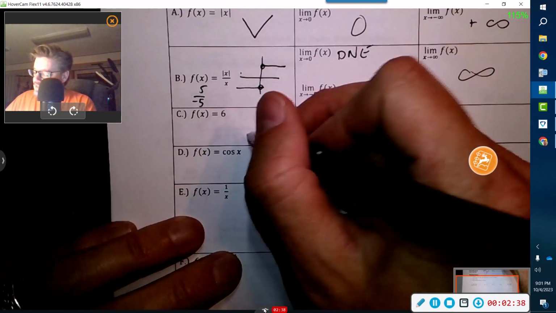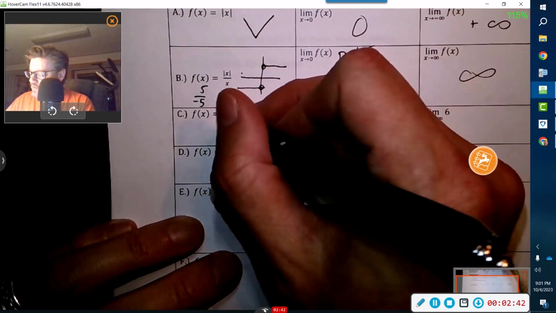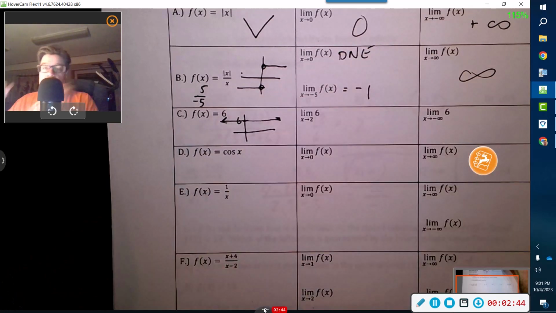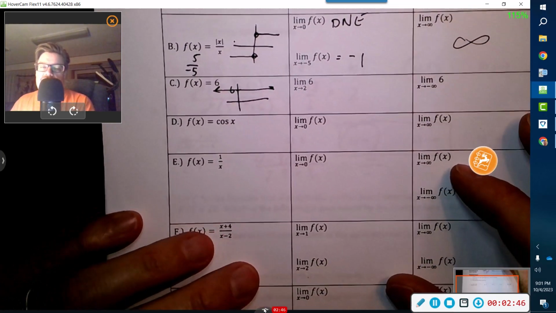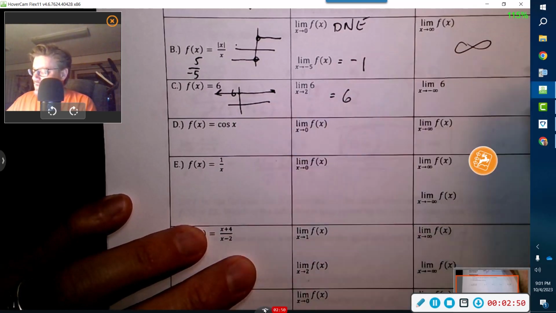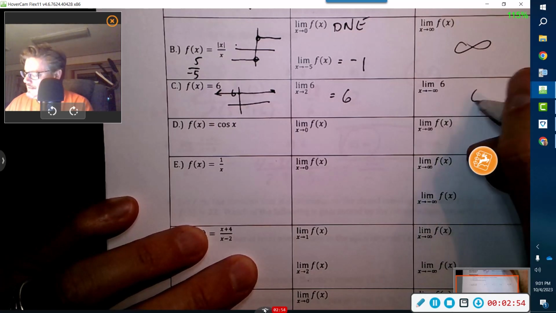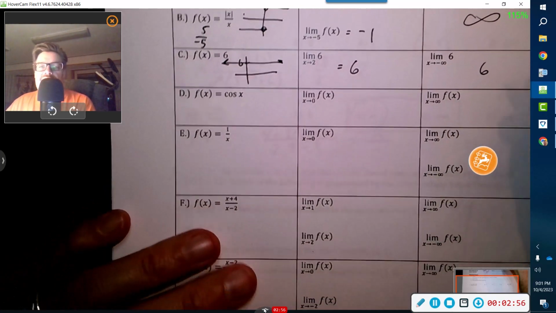Okay, now this guy is just a constant. It's just 6. Okay, I don't know if this helps to have the graph. The graphs help me so much visualize what's going on. If I'm going to 2, it is 6. If I'm going to negative infinity, guess what? It's also 6.